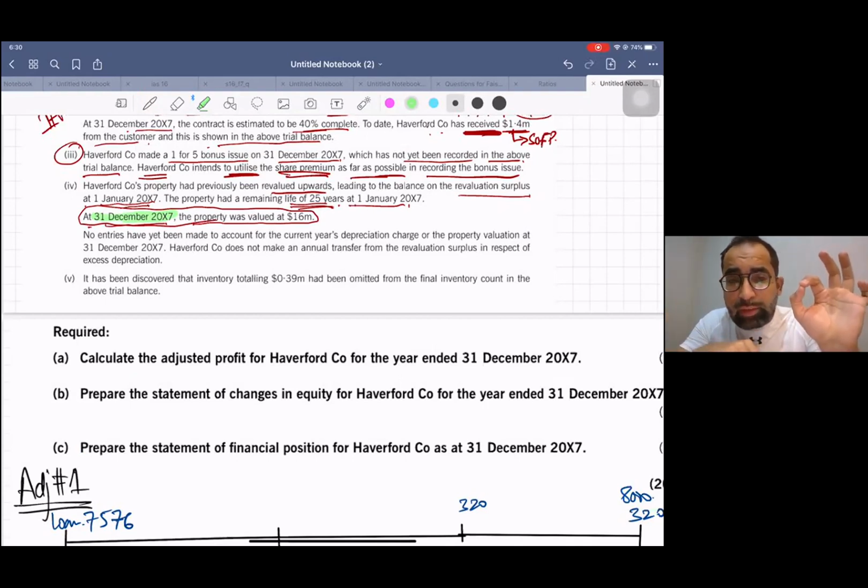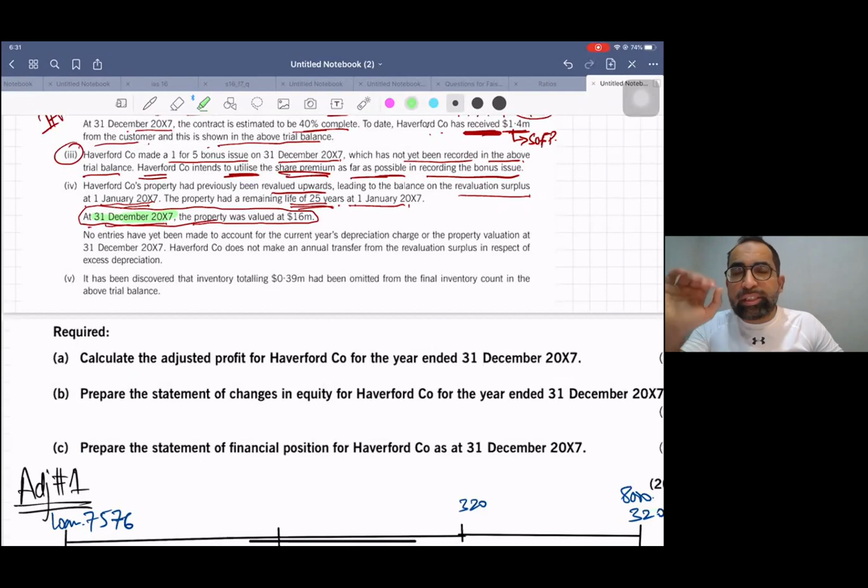See, I have just 31st December X7 as the date of revaluation. And how did I recognize that? They have written that at 31st December X7 the property was valued. That means they revalued the property at 31st December X7. Okay.